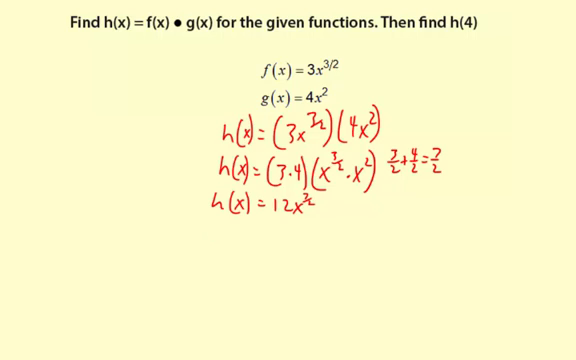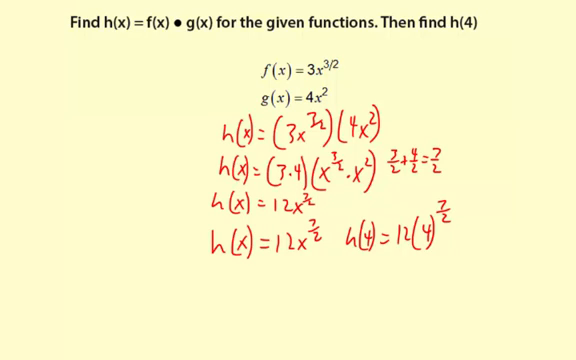And here I'm going to write that a little larger here. It's easier to read. Okay, so it's 12x to the 7/2. Now we're going to find h of 4. h of 4 is 12 times 4 to the 7/2.